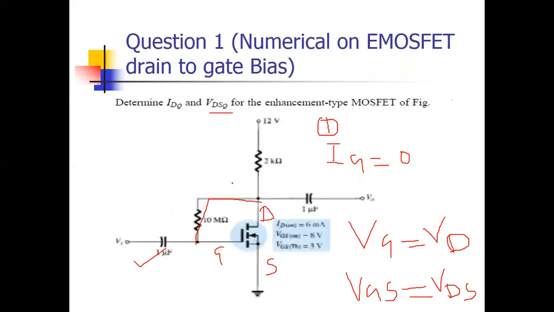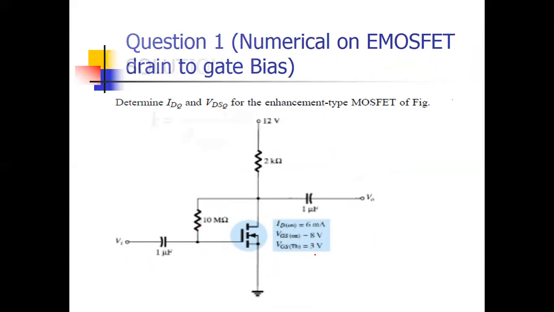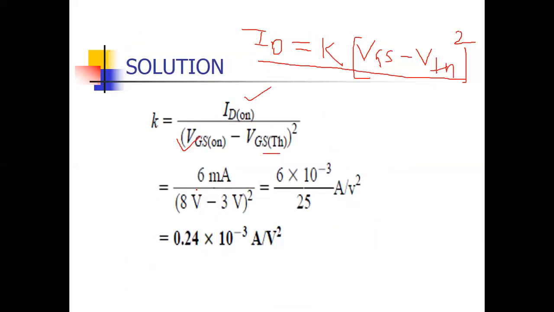ID(on) is given in this question, that is 6 milliampere, and VGS(on) is 8 volt. And threshold voltage is 3. So ID(on) is 6, VGS(on) is 8, VGS threshold is 3: 6 upon (8 minus 3) whole square. If you solve this, you will find the value of K. Now what is the requirement of this K? See here: VD equals VG, VDS equals VGS, we have learned.